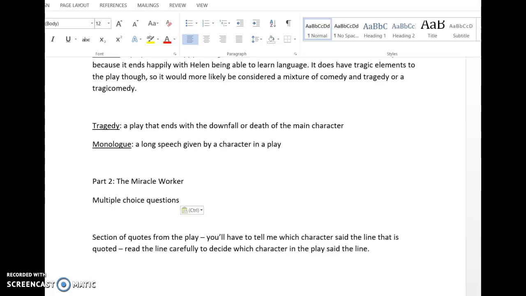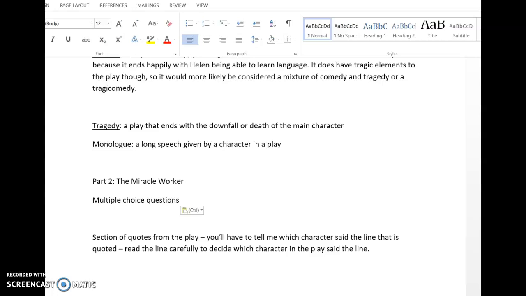Monologue, that's the one other thing you have to finish for me this week, is your monologue project, and the definition of a monologue is a long speech given by a character in a play. Some of you have already done your monologues. You've done a great job with them. I've seen some pretty good stuff, so keep up the good work with that and get those done by Friday.